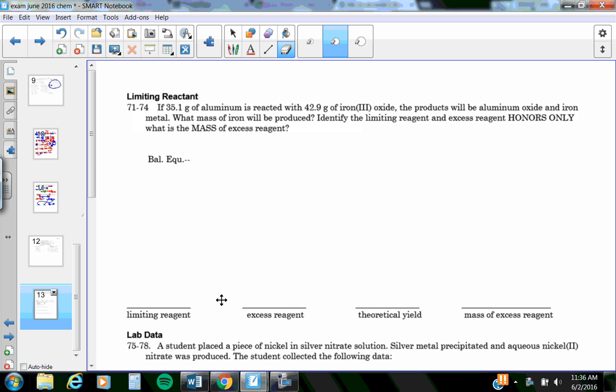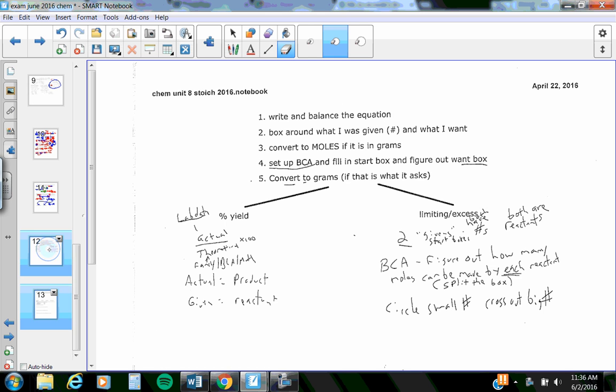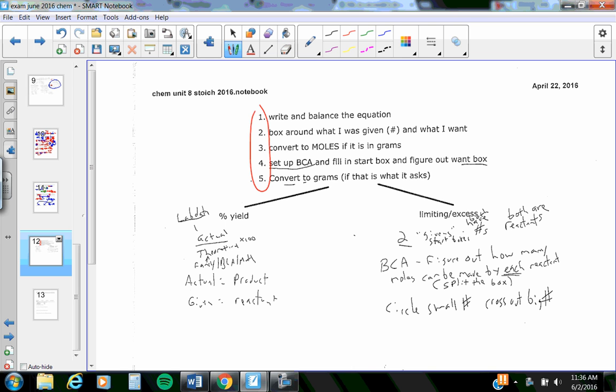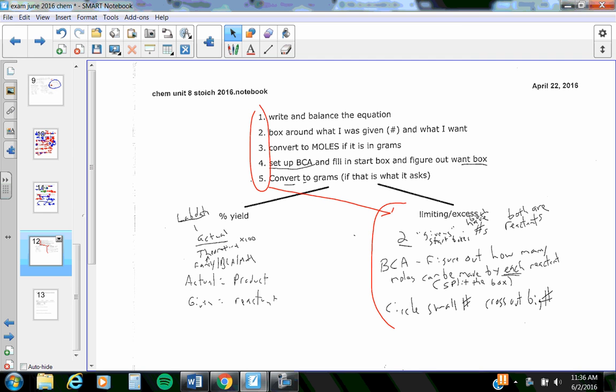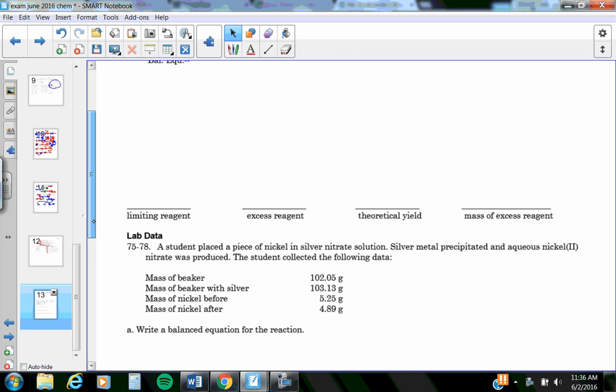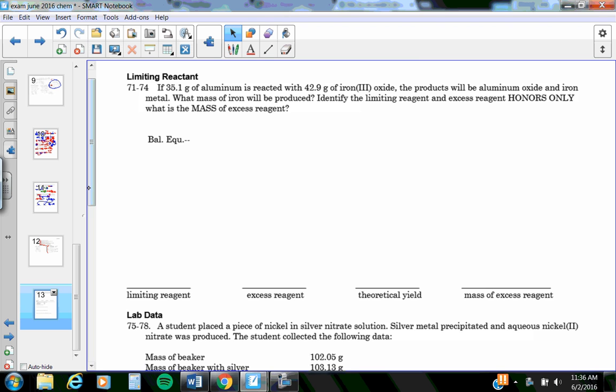Last page, a little bit more stoichiometry. Still using my patented 5-step process, although I think I'm going to need these sets of instructions this time. A lot more stuff with the limiting and excess. Good thing is, if we're not honors, we don't have to calculate extra stuff, so it's not quite so difficult. First one for this one is a limiting and excess.